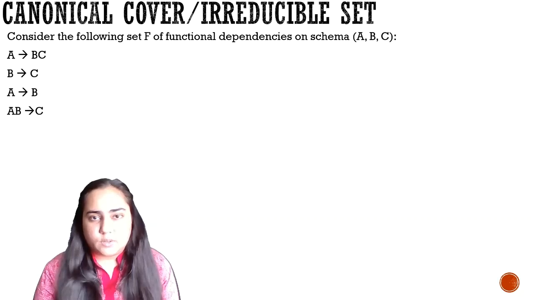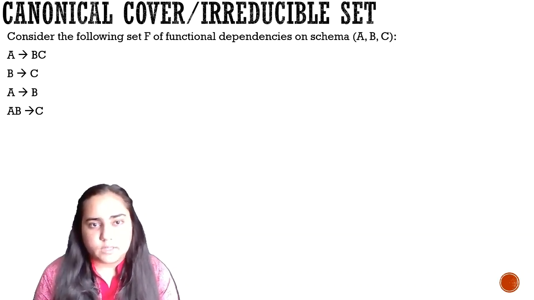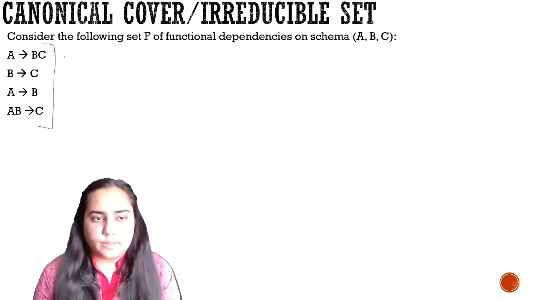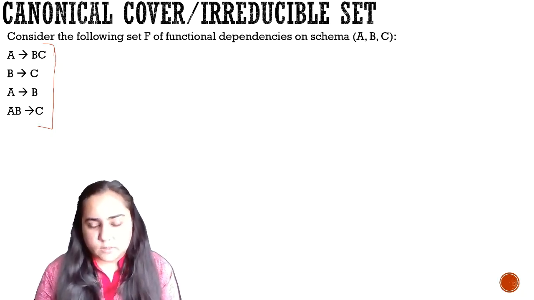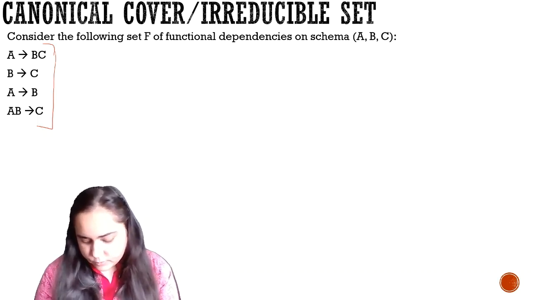So consider that you are given a relation R which contains attributes A, B, and C, and the set F of functional dependencies given to you is right here. So what you can see here are all the functional dependencies given, which are A determines BC, B determines C, A determines B, and also AB determines C. These are the 4 dependencies which are given to you.